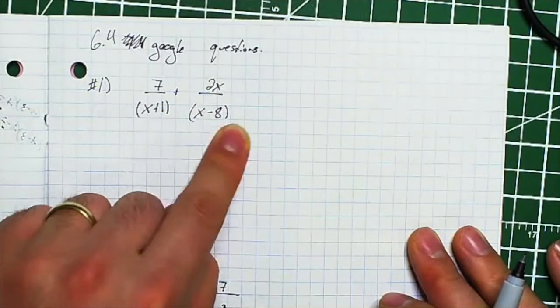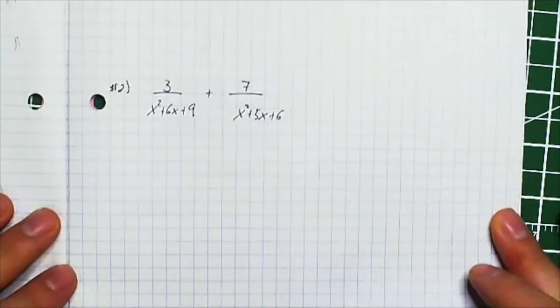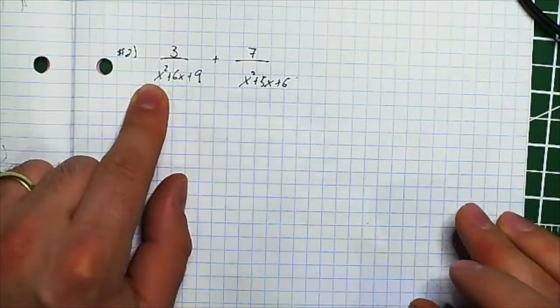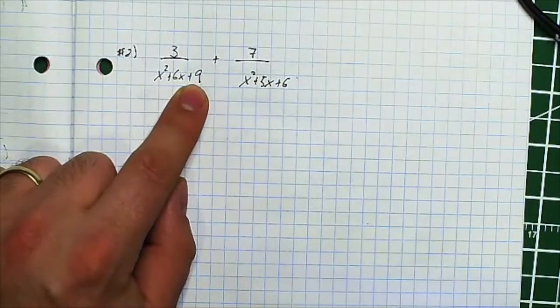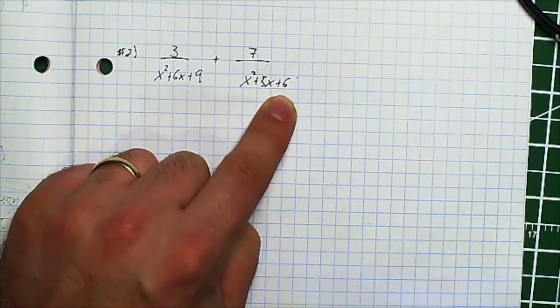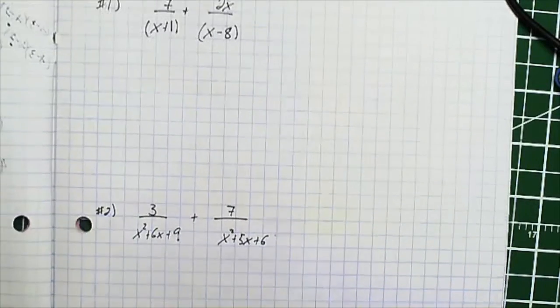Your first question is you're going to add the following. We got 7 over x plus 1 plus 2x over top of x minus 8. And your second question will be tricky. It is 3 over x squared plus 6x plus 9 plus 7 over x squared plus 5x plus 6.